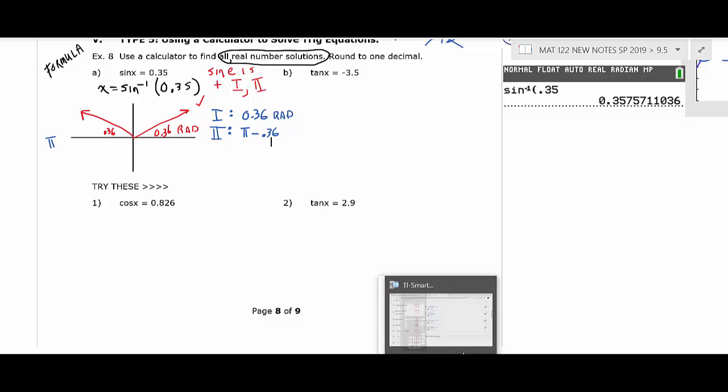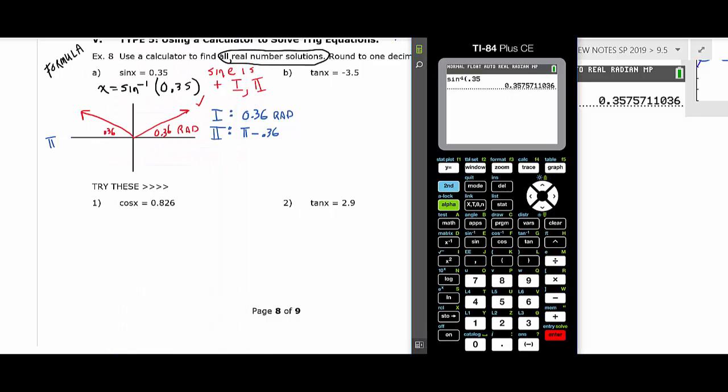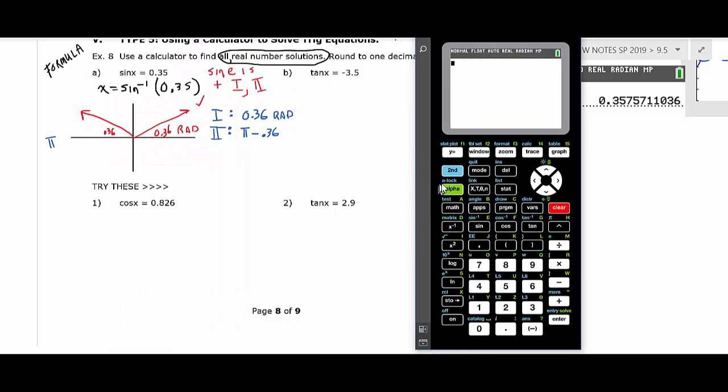Again, I can do that on the calculator. So I will go pi minus 0.36, and that will give me another one. I'll round this one off to 2 decimals also. So the quadrant 2 angle is approximately 2.78 radians. Now what we're supposed to do is find all real number solutions. So we're going to write a formula for this. It's pretty analogous to what we did in the last section.